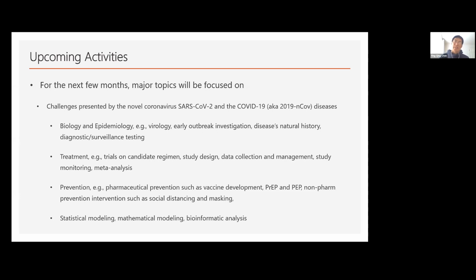And now today, CDC is advising masking. And also how about pharmaceutical prevention such as vaccine development? That's probably the holy grail for the prevention strategy. And also how about PrEP? If we prove drugs are therapeutically effective, can we use them for prevention? And how about post-exposure prophylaxis?